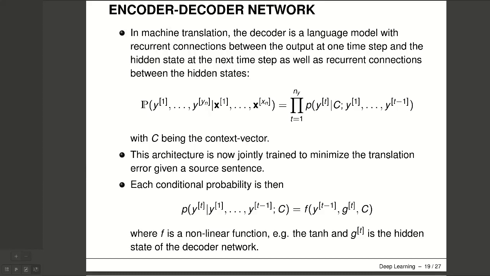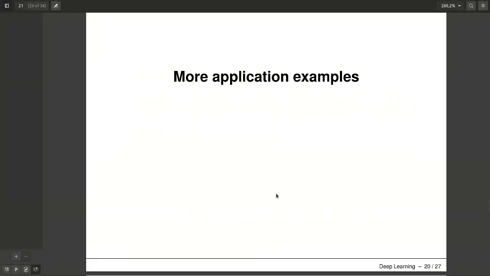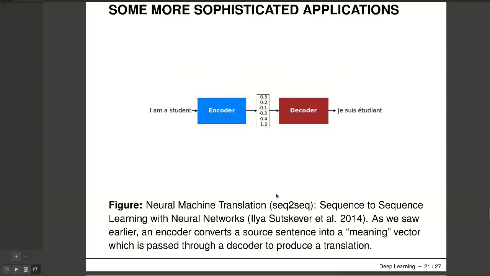And each conditional probability can be calculated using this formula, where f is a nonlinear function, which can also be, for example, tanh or another type of activation function. Here g of t is the hidden state of the decoder network, and c is the context vector. Okay, let's see more examples of the application of RNN or encoder-decoder networks.